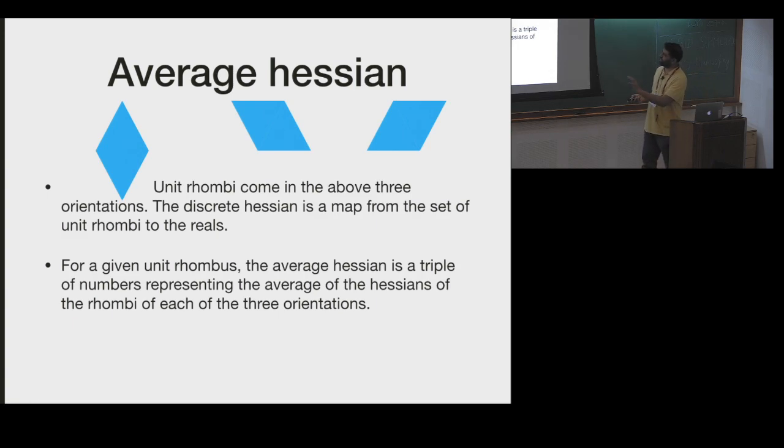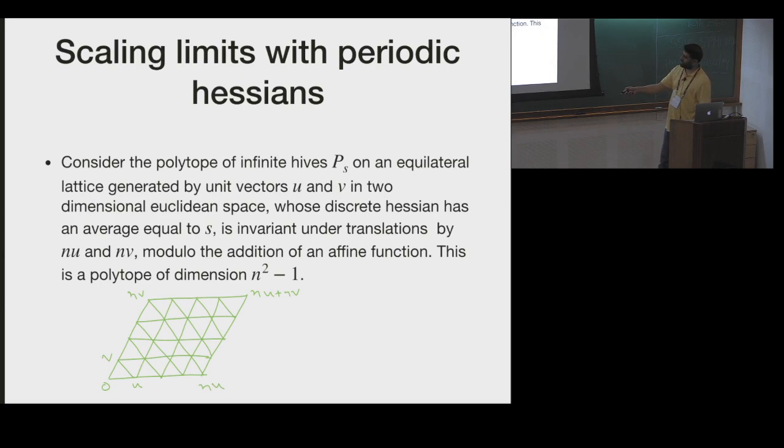So we'll fix the average Hessian to be something, and then ask whether a random concave function with this average Hessian behaves like, converges in some suitable sense to, a fixed concave function or not. So that's the question we'll primarily be interested in. So here is that large rhombus, and for every such little rhombus, the value assigned is the same as its translate by n times vector u and n times vector v. Okay. So we'll be interested in this. N is going to tend to infinity, and the average Hessian is some fixed number.